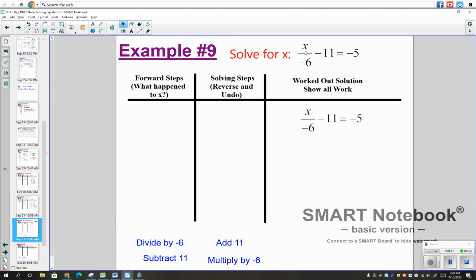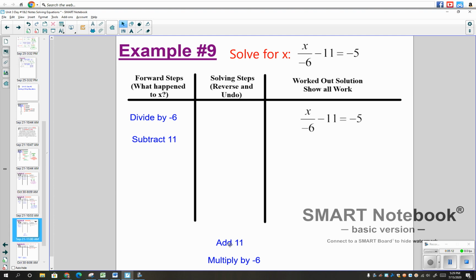Next example, I want to solve x over negative 6, which means x divided by negative 6, minus 11 equals negative 5. So what am I doing to x? I'm dividing it by negative 6, and then I'm subtracting 11. So when I solve this, I want to reverse and undo. So we go in reverse order. I'm going to start at the bottom and work my way up.